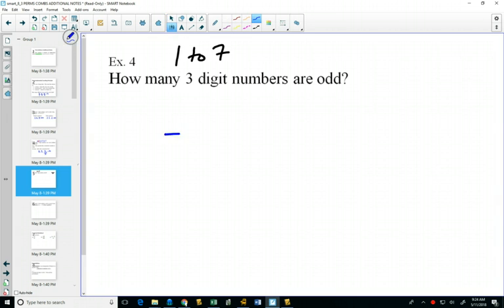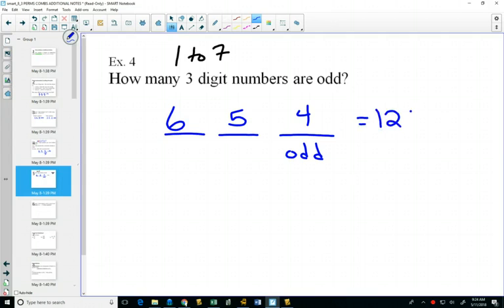So most of you probably did this first, right? You said, there's my restriction, it has to be odd. There would be 4 choices of odd numbers, 1, 3, 5, or 7. Those are lucky numbers. And after you used up 1, there'd be 6 choices left. After you used up 2, there'd be 5 choices left, for 120.